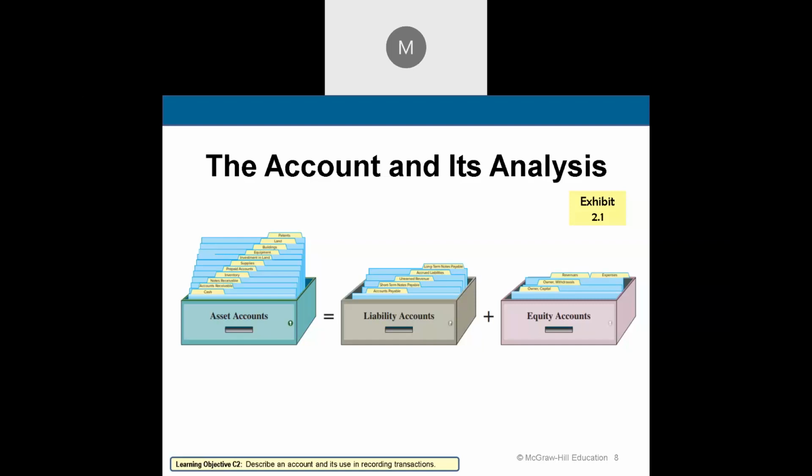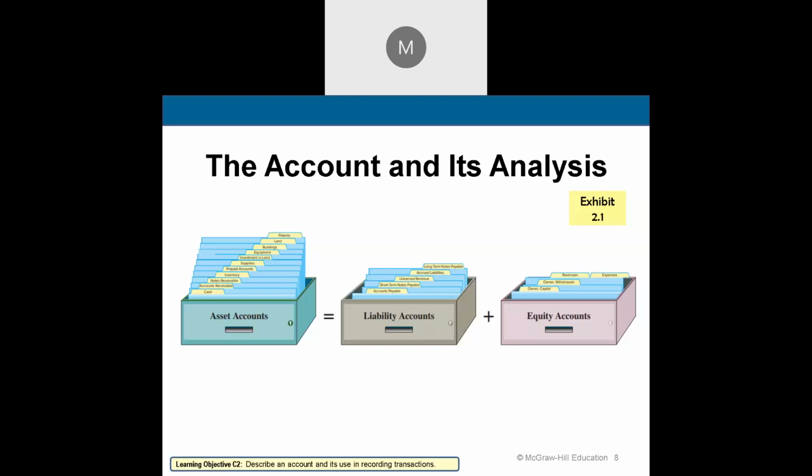And then we have the equity account. Those are the things that the owners own. Within equity, we have paid-in capital. Those are contributions from the owners. Owners' withdrawals, those are the owners taking money out of the business. And then revenue and expenses, which equal net income. So those are all equity. Oh, yeah, that's one way of thinking about it.